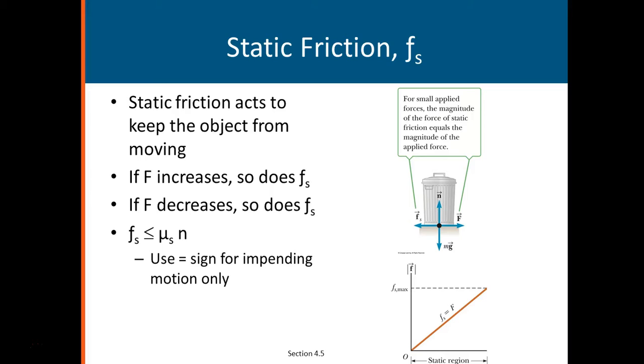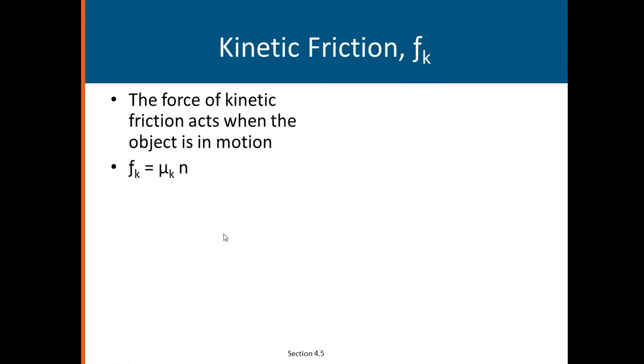But coefficients of friction and frictional forces are different. Frictional forces are dependent on the coefficient of friction. But the coefficient of friction is not a force. It's just a coefficient. There are no units associated with it. So friction is really made up of the coefficient of friction times the normal force. And you'll see in the next type of friction, it's just going to be the coefficient of that type times the normal force. So let's move on to that.